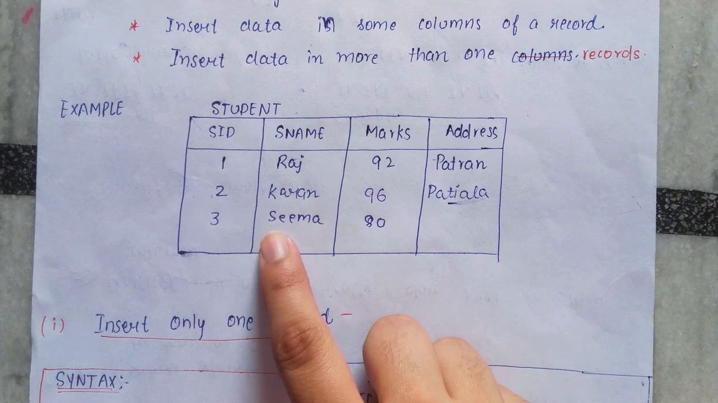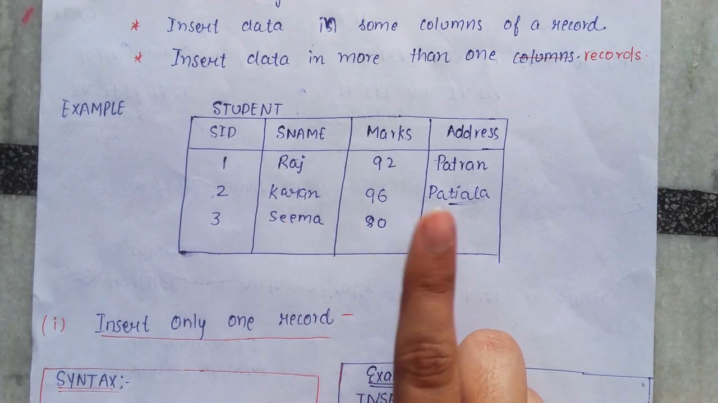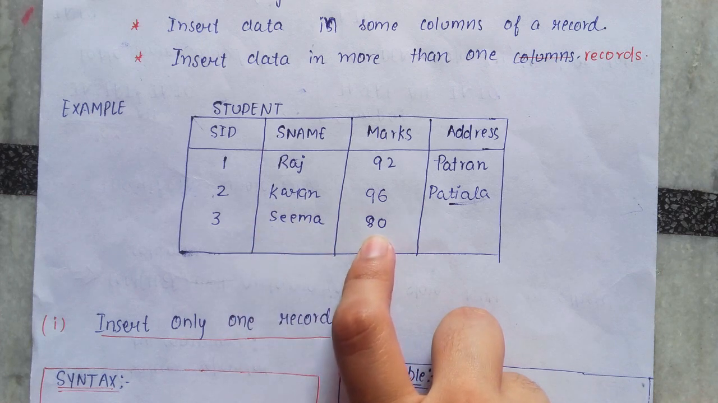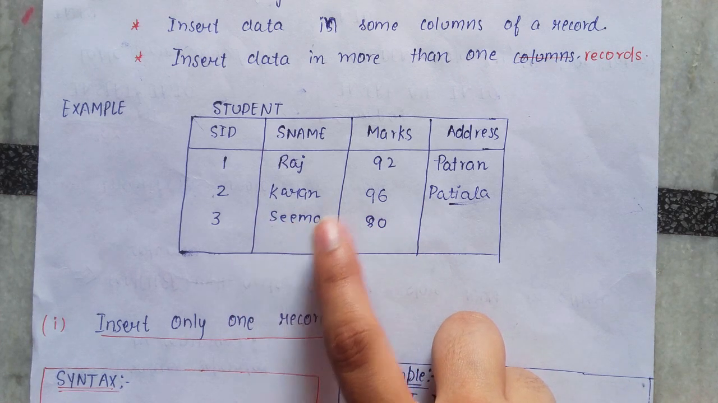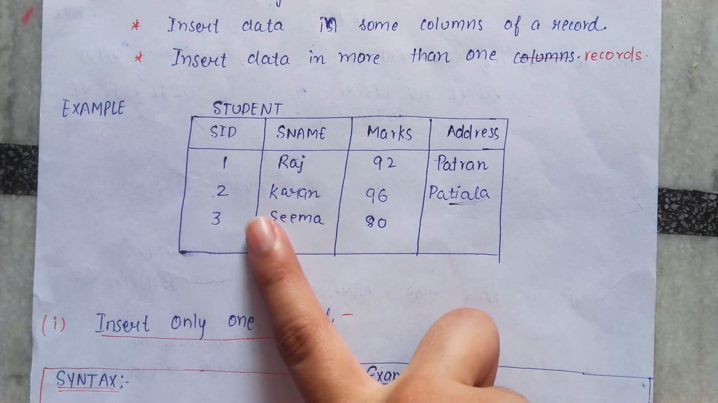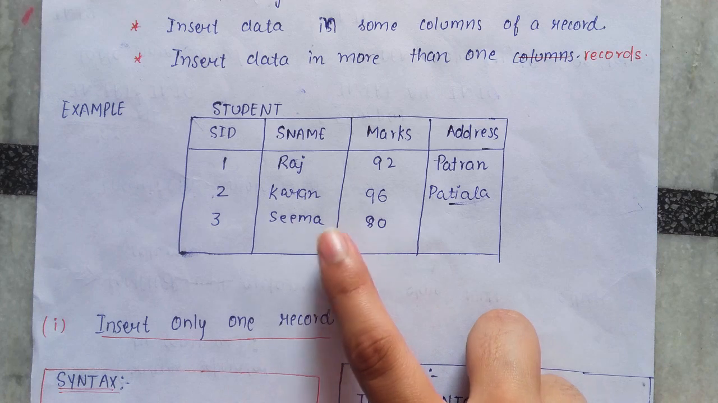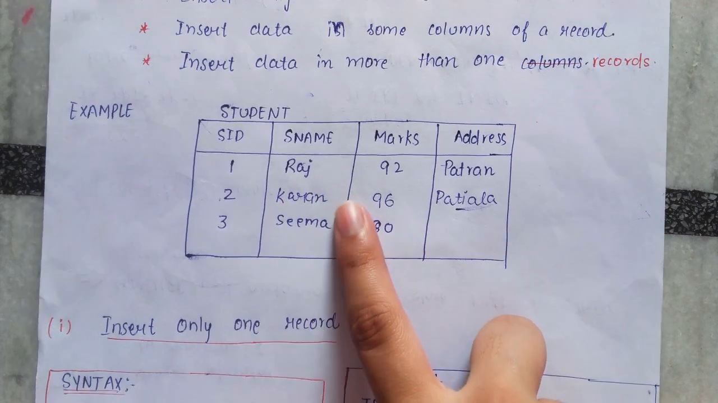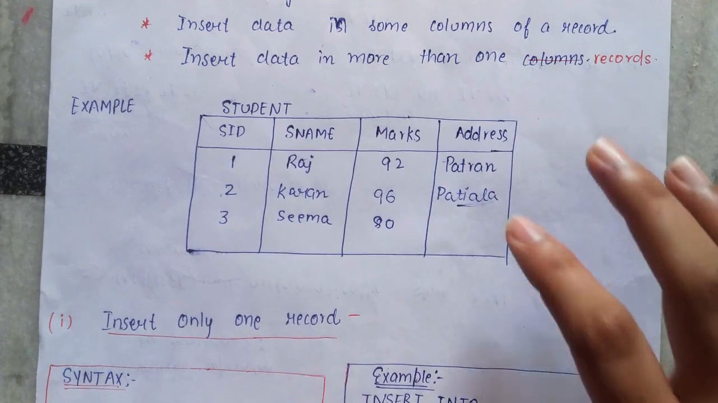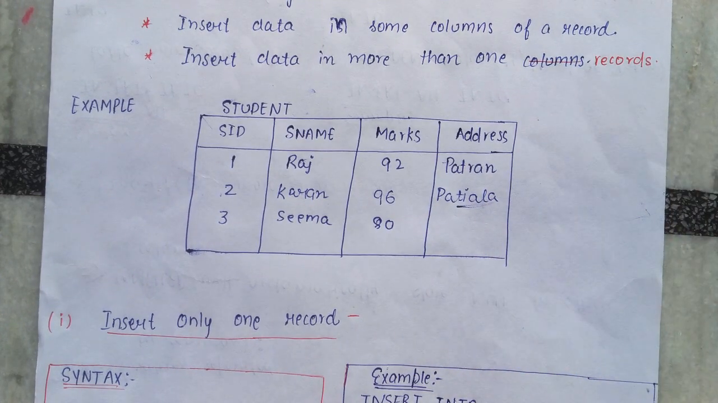For example, this one record. We have seen this entire record consists of four columns, but we have entered the data in only three columns because we do not know the address of Seema. So, how do we insert this kind of record, where we want to insert data in some columns only? We do not know the data of all the columns. This is the second case, and how do we tackle it?